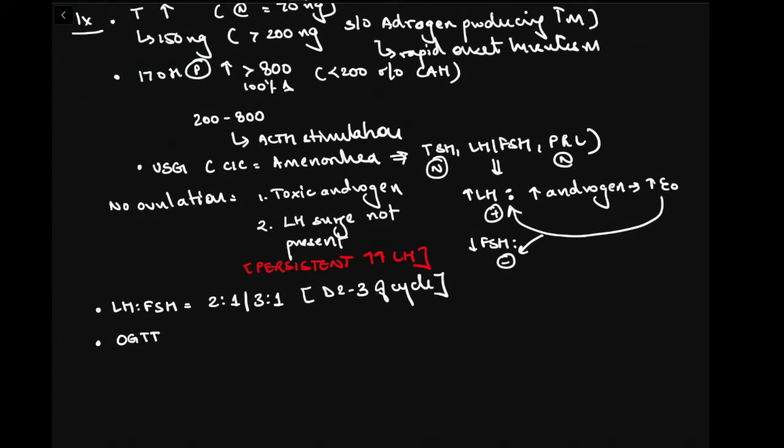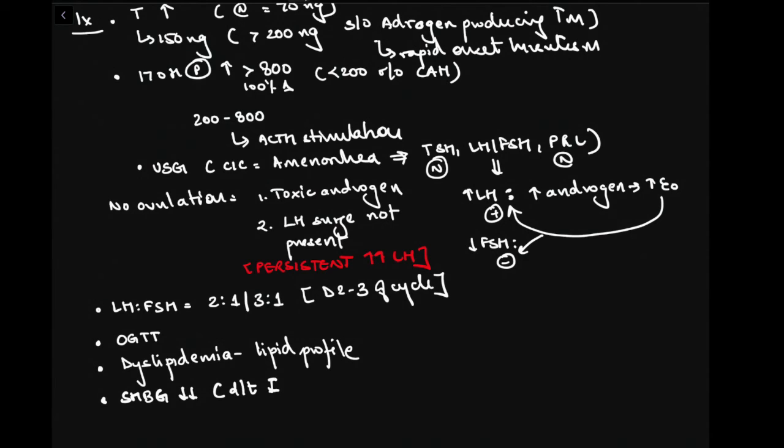OGTT, because the female has insulin resistance, so we measure the glucose levels. Also, dyslipidemia is present, hence lipid profile. Sex hormone binding globulin is decreased due to insulin resistance and androgens which are high in amount.